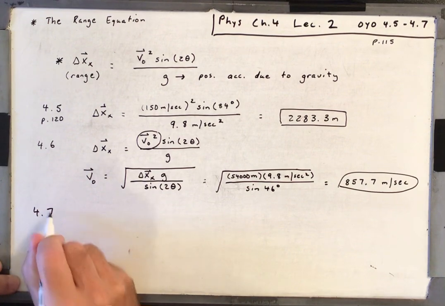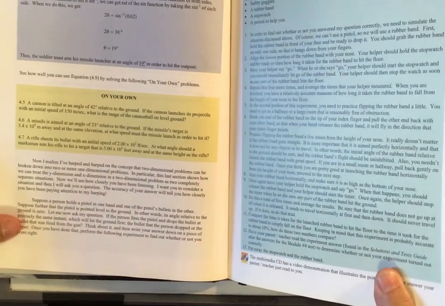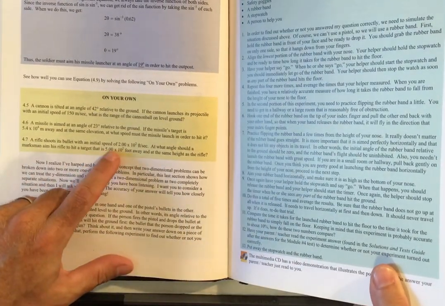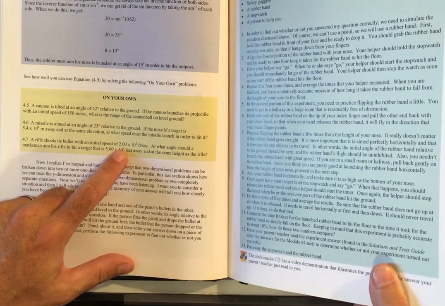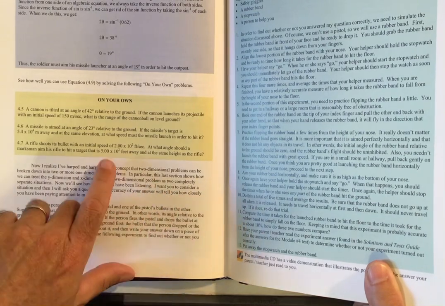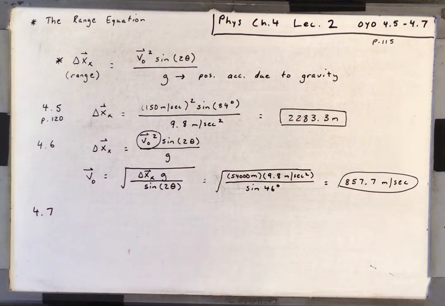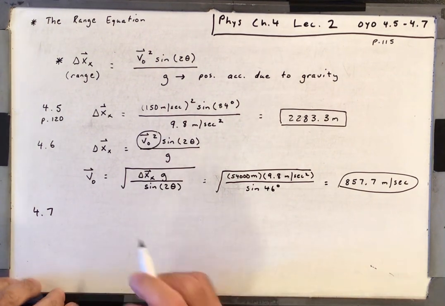Okay, 4.7, and this is a nice short lecture. This is the last one of this lecture. So we have a rifle that shoots its bullet at an initial speed of 200 feet per second. At what angle should a marksman aim his rifle to hit a target that's 500 feet away and at the same height as the rifle? So again, I like to solve these in variable forms first, and then just plug the numbers in instead of putting the numbers in first.